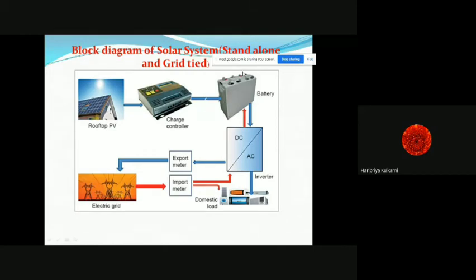Now this is the stored power in the battery, which is DC. So DC is converted to AC with the help of an inverter.